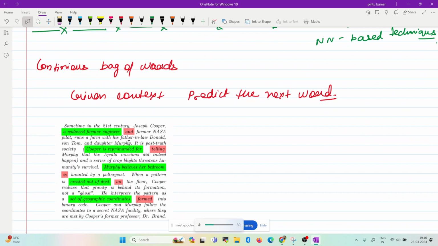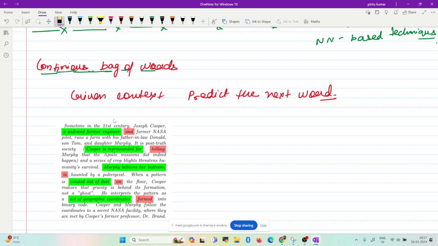So the first neural network based method that we are going to talk about is known as continuous bag of words. It is similar to what we have done in the co-occurrence matrix method, but slightly different. What we want to do is, if you are given a context, this green part over here, we want to predict the next word that we can have.